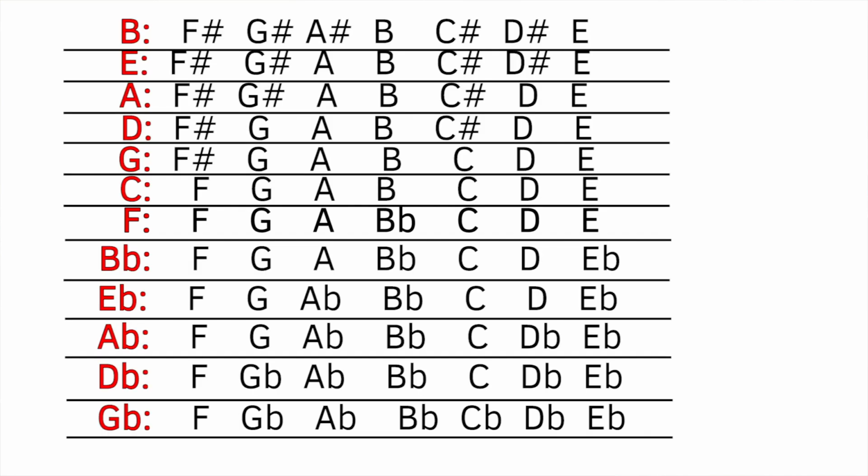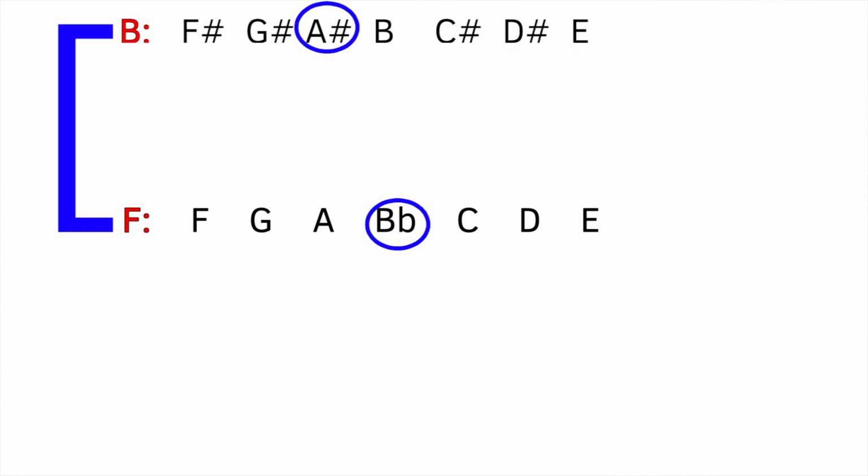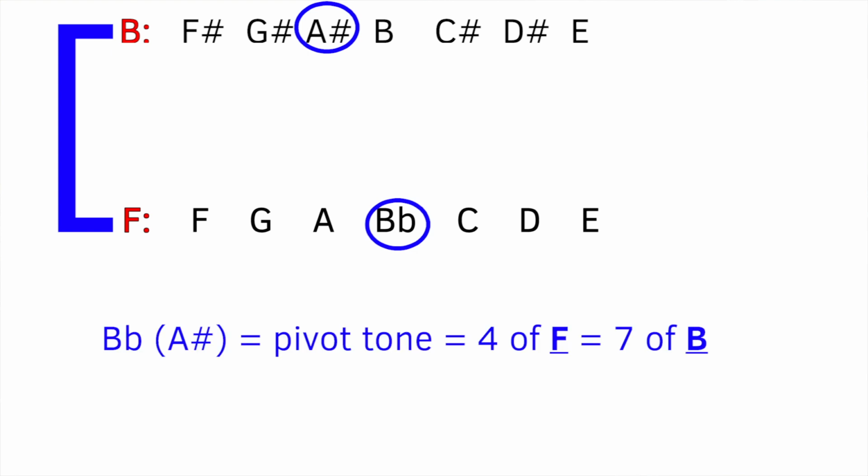Now let's look at the key of F. These are the notes in the key of F, and these are the notes in all the other keys. Even as the keys get more and more distantly related, you can still find common tones between them. For example, between F major and B major, they have B flat or A sharp in common. So we could call that a pivot tone, to pivot from one key to another.